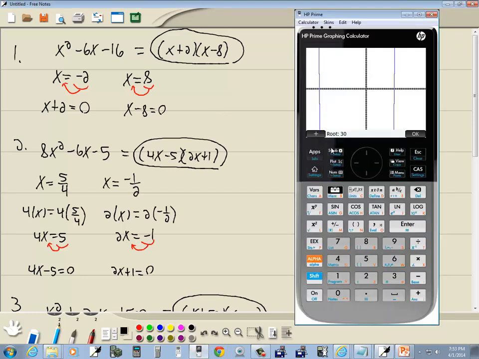Graphing calculator. Actually, I better show you how to zoom this back. If I do OK, choose zoom, and I want up arrow and choose decimal and enter, that'll set it back.